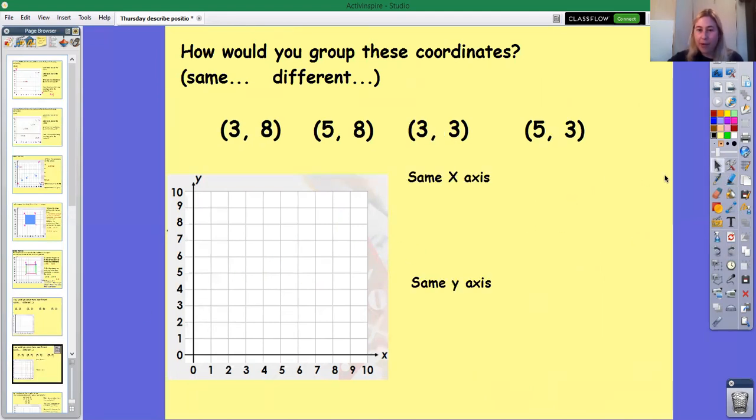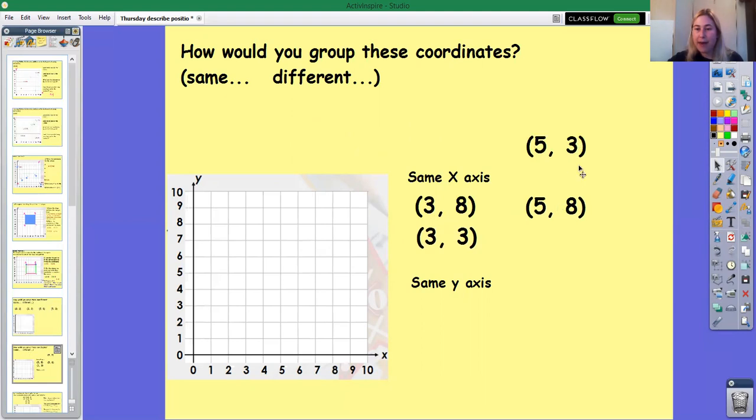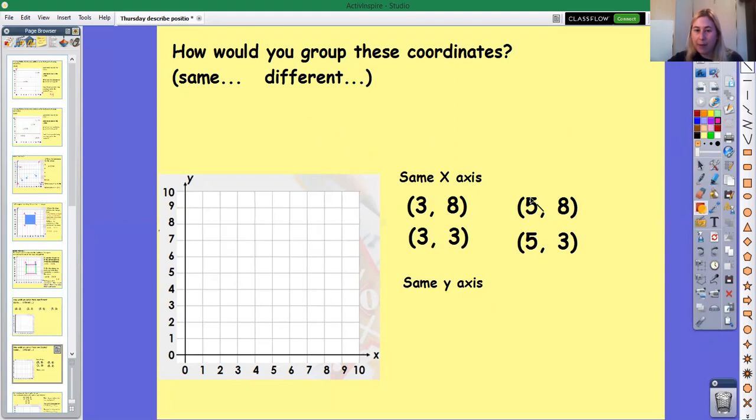Okay, so here is how I would group them. I would put these together, same x-axis, so I'm looking for 3 and then another 3, and then I've got 5 and then another 5. Let's just check on the grid the kind of line that we would get. So if we've got 3s on our x-axis, we would end up plotting points along this line here, and we would end up with a vertical line. And I can see 3, 3 is there, and 3, 8 is there. So those points would be on that straight line. Let's double check with 5. So there's 5 on the x-axis. It would be another vertical line.